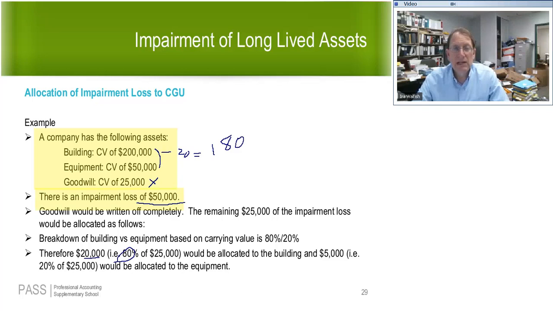That's your building. Your equipment, well, that's going to be what? 50 divided by 250. That's 20%. So take 20% of 25. That's 5,000. So your equipment's going to be 45. Well, that's how you write it down. You just prorate it after you've knocked off as much as you can from goodwill. Everybody get that?